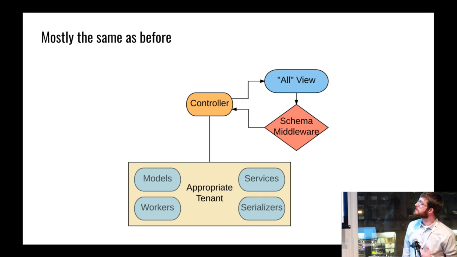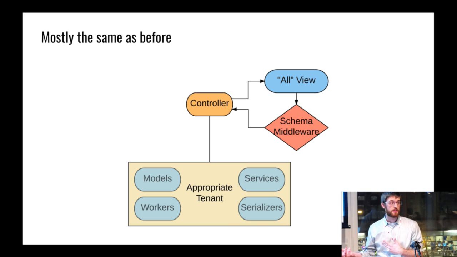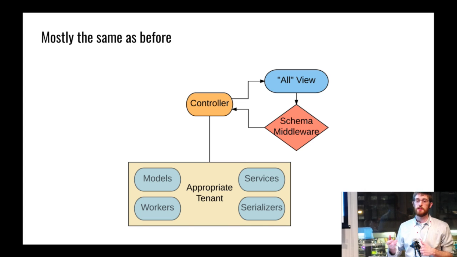So this is what we have to do: now we get requests into the controller. It looks in the all view to match the ID. It then goes to the schema middleware and then goes down the happy path. So it's just a little bit of an added pain.